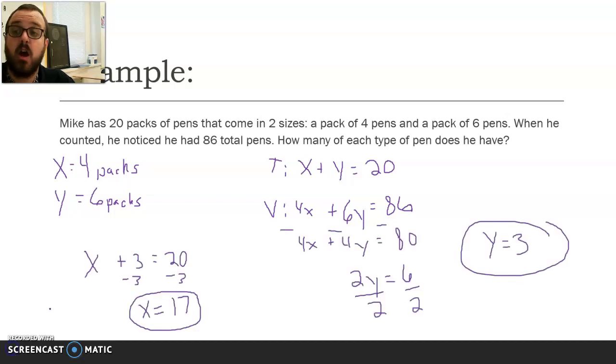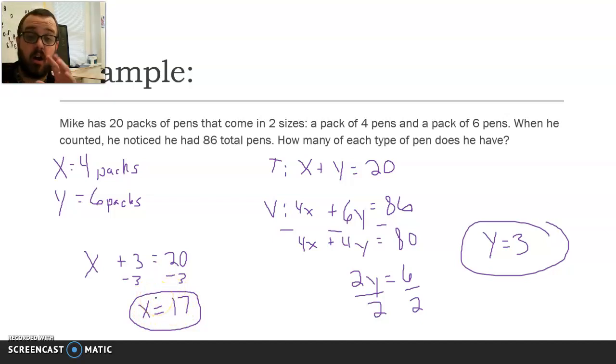Okay, I went ahead and did elimination again. So I multiplied the top equation by 4. I got 4x plus 4y equals 80. Subtracted, I got 2y equals 6, divided by 2. And I got that he had 3 of the 6-pack pens, okay? I then went ahead and plugged that back into my total equation. Solved for x, and I got that he has 17 of the 4 packs, okay?